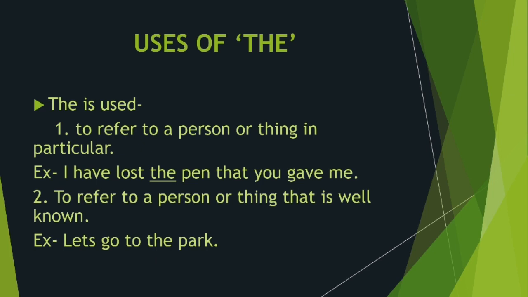Which is the definite article? The. So the is used to refer to a person or thing in particular. This I have told you. कभी भी आप किसी particular person या place की बात कर रहे हो, that time you are going to use the. I have lost the pen that you gave me. Now here listen. We are talking about the pen. कौन से pen की बात हो रही है? वही pen जो आपने मुझे दिया था.